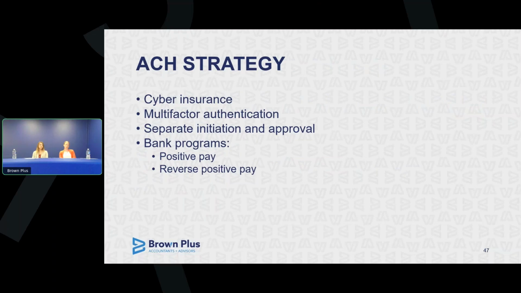And then the other item is to talk to your bank about some programs that they might have. The two that pop out are positive pay and reverse positive pay. Positive pay is giving the bank a list of transactions or approved vendors, and then they match up to make sure they're on that list so that you don't have to.